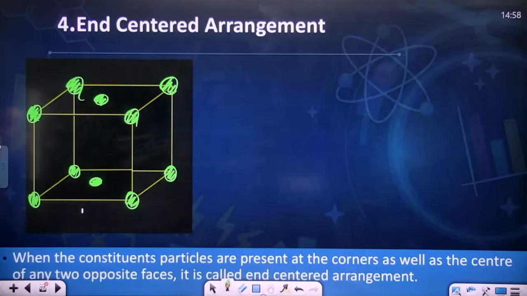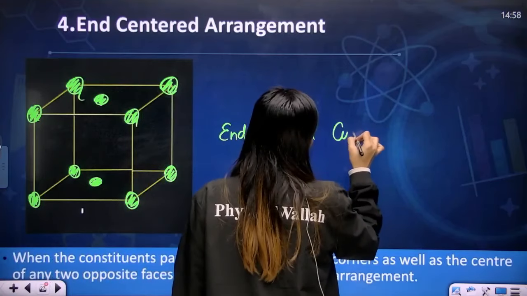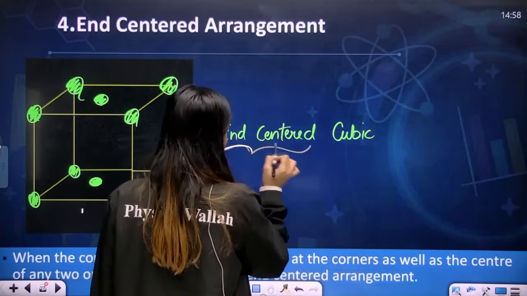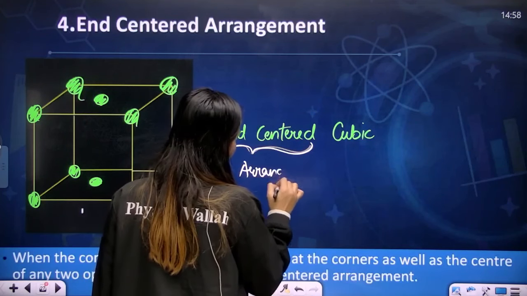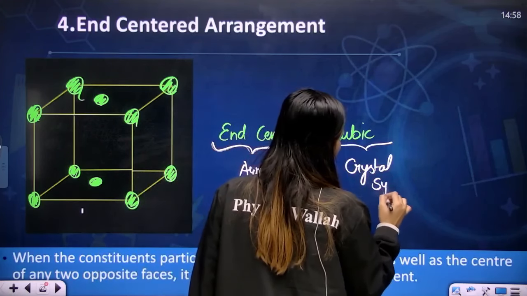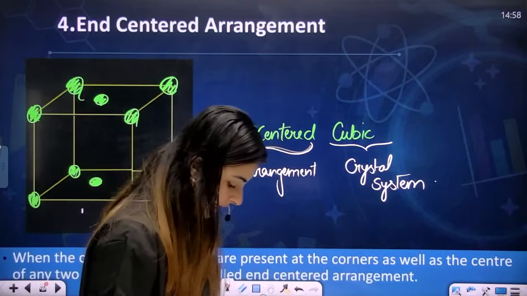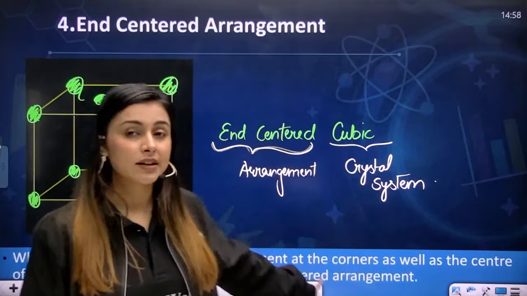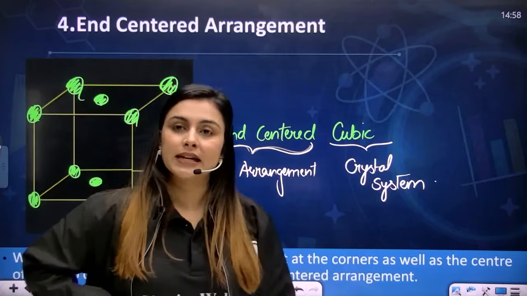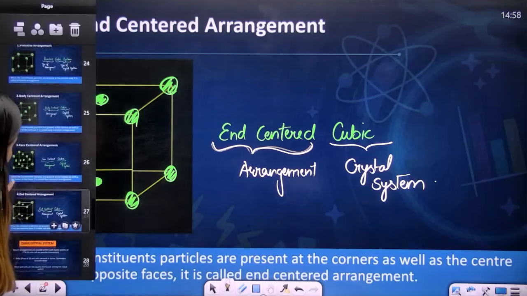I hope you're clear with this. Now you can draw this, and this would be known as end-centered cubic crystal system. This will be your arrangement and this will be your crystal system. These are the four different types of arrangements that are possible, and you have seven different crystal systems. It is written here as well. When the constituent particles are present at the corners as well as the center of any two opposite faces, it is called the end-centered arrangement. First write it down and then we'll move forward. I hope you've written it.